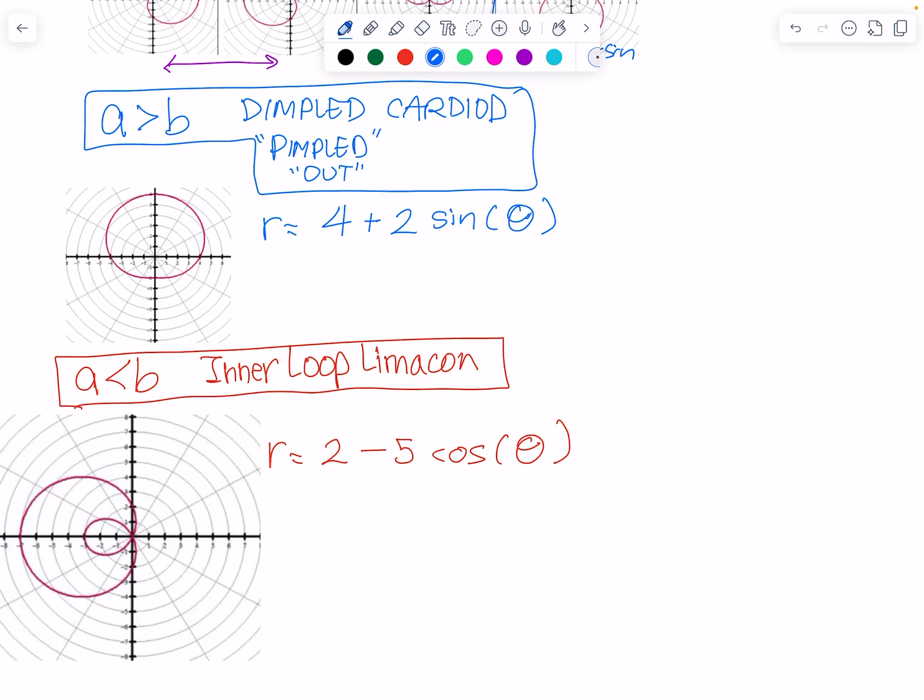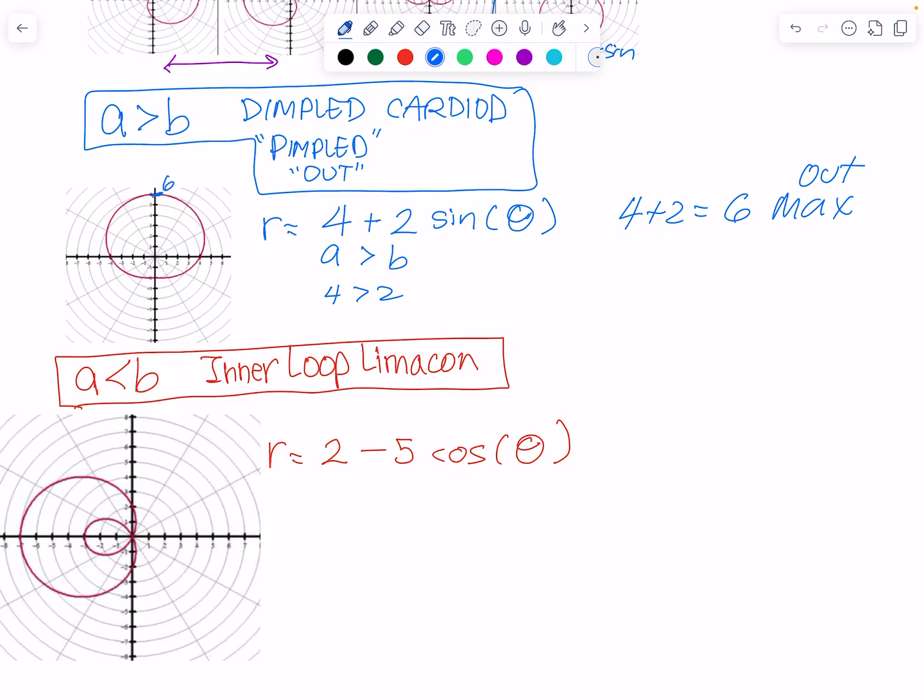It comes out. So what does that mean? How do you know it comes out? That's when the A is greater than the B. As you can see here, 4 is greater than 2. So that would be a dimpled cardioid. So what you do is you do 4 plus 2, which is 6. That's how much it goes out. That's the max. And you can see here, that's how much it goes out.